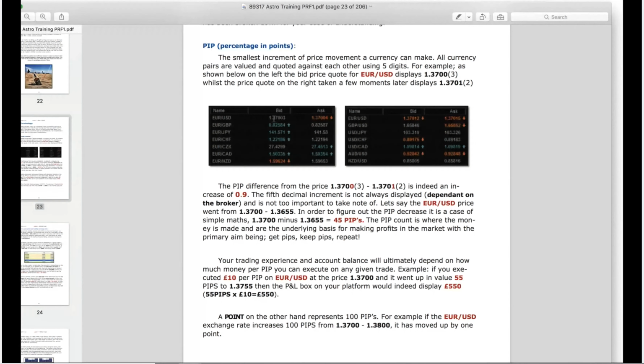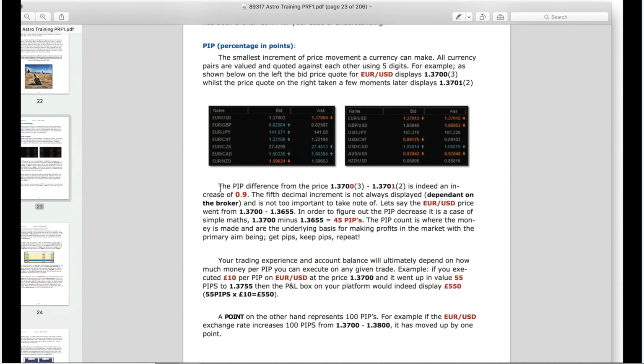So we have 1.37003, 1.37004. Now, don't get me wrong, it must have taken me around 4 to 6 weeks to get my head around pips and how to calculate them, because when I was learning from online resources, I was mixing it up all over the place. It was extremely difficult, especially when trying to compare some of the major quotes to some of the yen quotes, because they are slightly different. I'll go through that as well. And also, why do some brokers give you four decimals and some give you five decimal places?